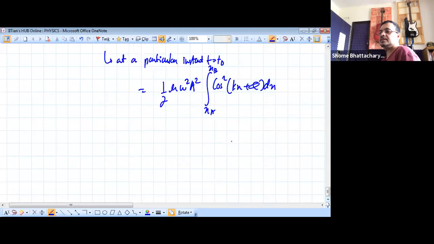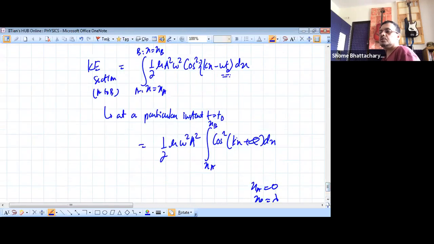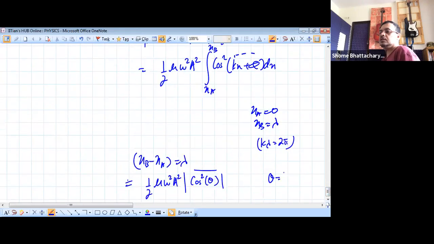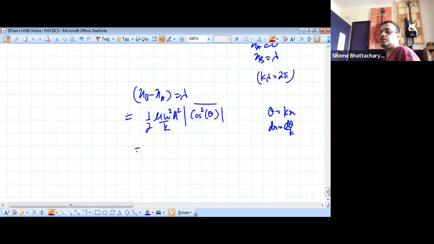Now for our question, we should actually take XA as 0 and XB as lambda, such that K lambda is equal to 2 pi. But we don't have to do all that. Since we are taking XB minus XA as lambda, we can write this as half mu omega square A square into cos square function's average value. But this will also get divided by K, because you will be substituting theta equal to kx. So dx becomes d theta by k. That's where one k comes outside. And cos square function's average, you know, is half, because we are taking one whole wavelength.